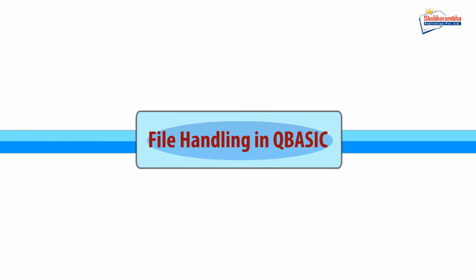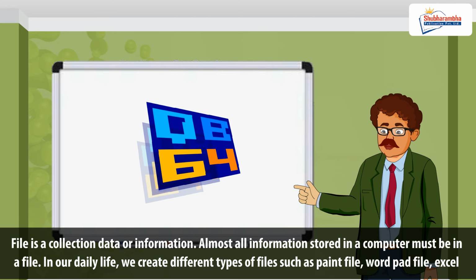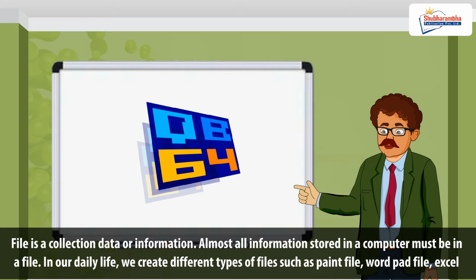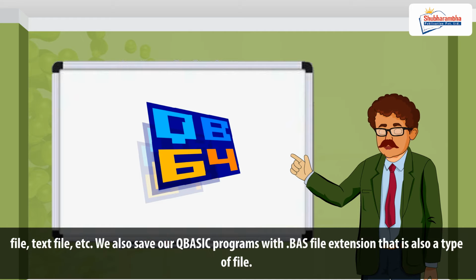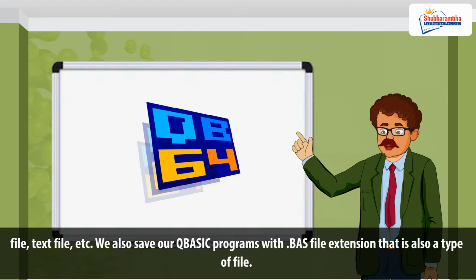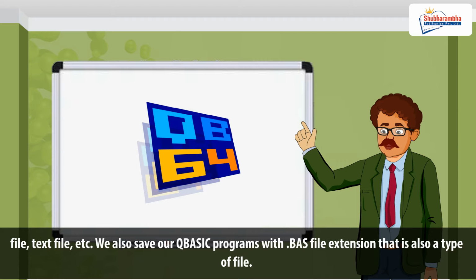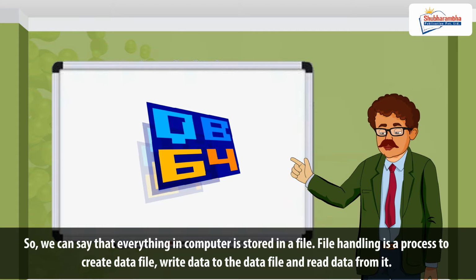File handling in BASIC. A file is a collection of data or information. Almost all information stored in a computer must be in a file. In our daily life, we create different types of files such as Paint files, WordPad files, Excel files, text files, etc. We also save our BASIC programs. The .BAS file extension is also a type of file. So, we can say that everything in a computer is stored in a file.